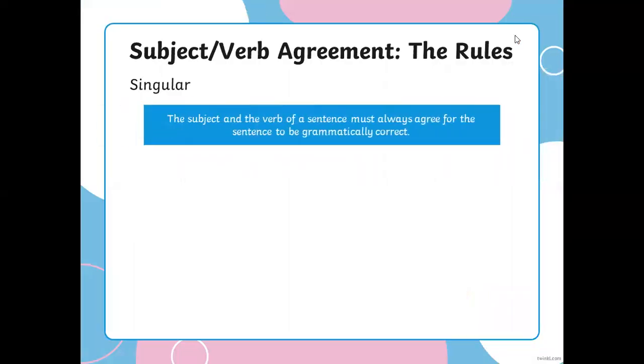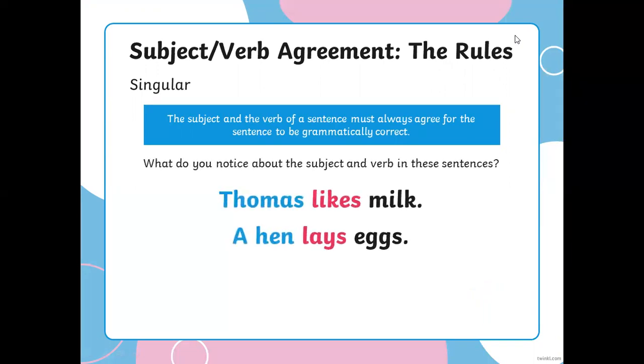Let's start with the singular. The subject and the verb of a sentence must always agree for the sentence to be grammatically correct. So the subject, which is the doer of the verb, and the verb itself, which is the action, should agree with each other to make a correct sentence. What do you notice about the subject and the verb in these sentences? Thomas likes milk, a hen lays eggs.